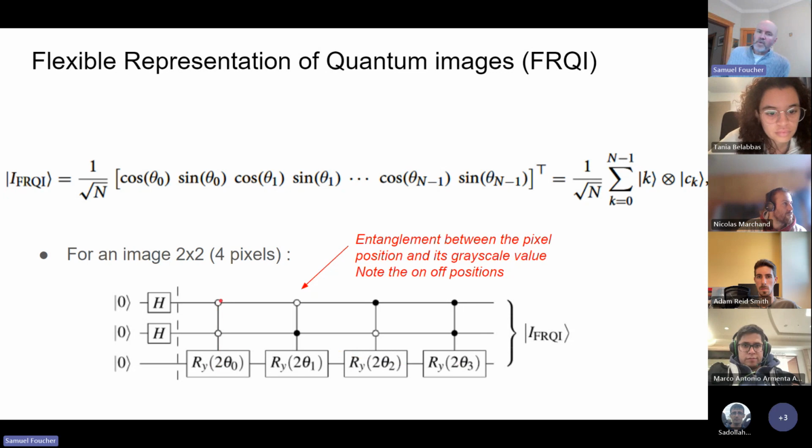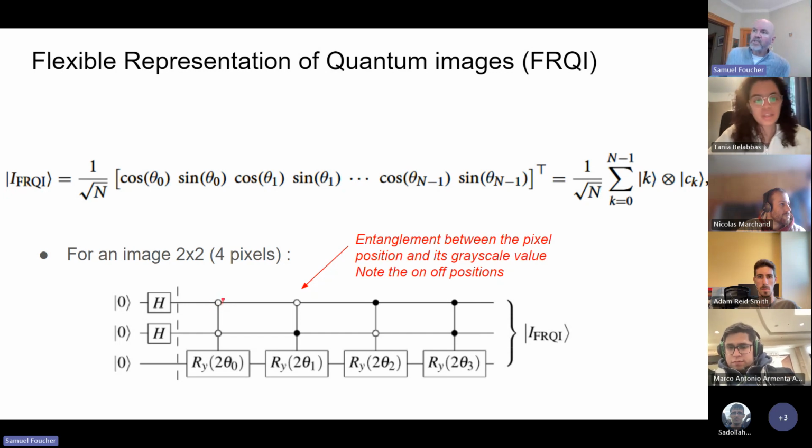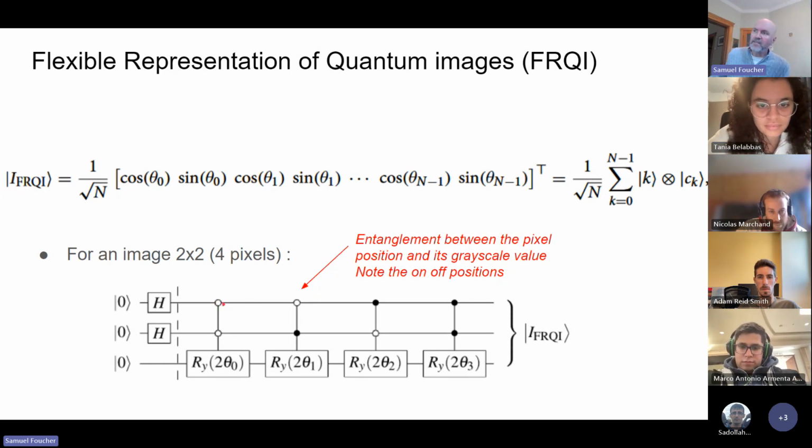So here it's a special gate. I didn't know this gate before, but this is a gate that will entangle grayscale values with its position in the image. Pay attention also to the color of the control gate. When it's white, it means it's off. When it's black, it means it's on. We'll see after how it's implemented.